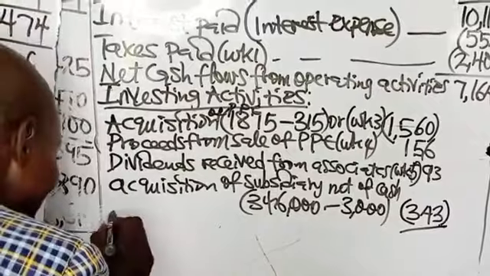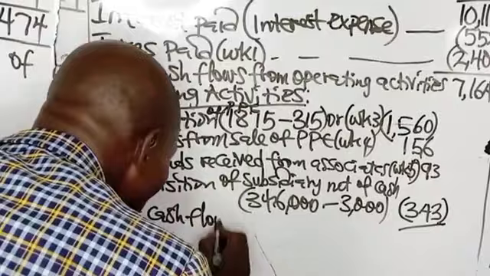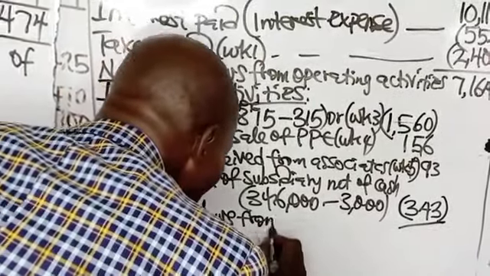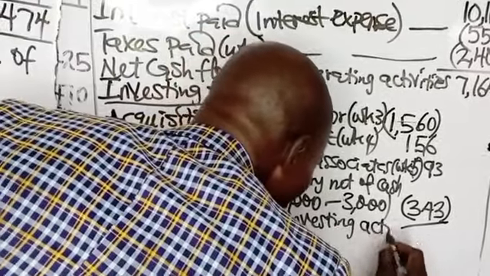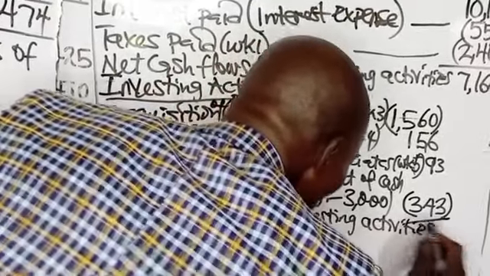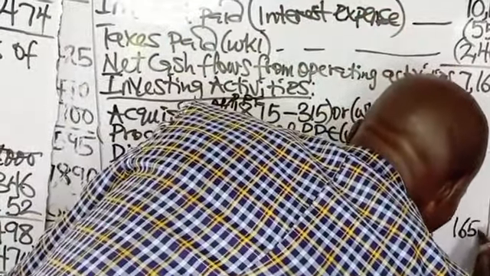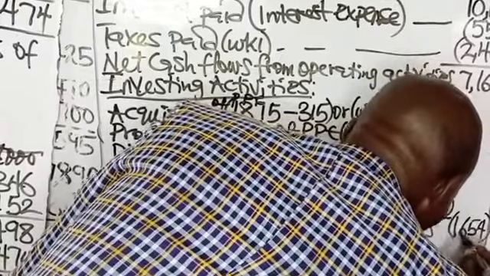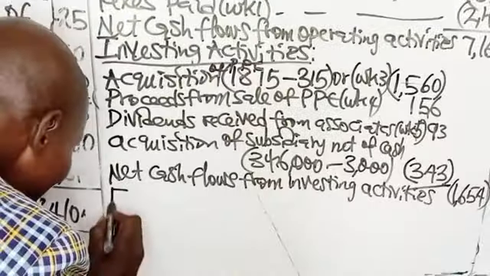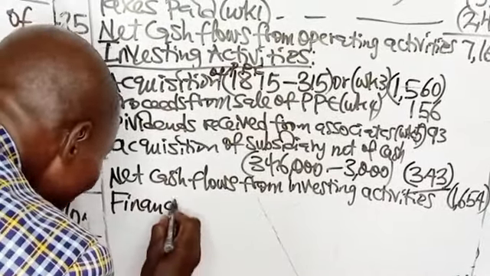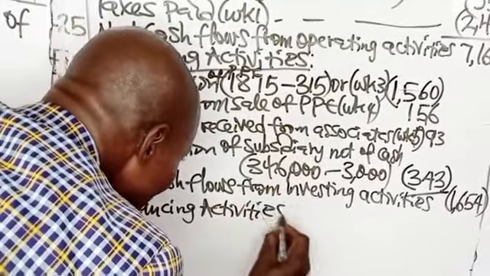So that is net cash flows from investing activities, which amounted to 1,654 outflows. After investing activity, the next heading will be financing activities.